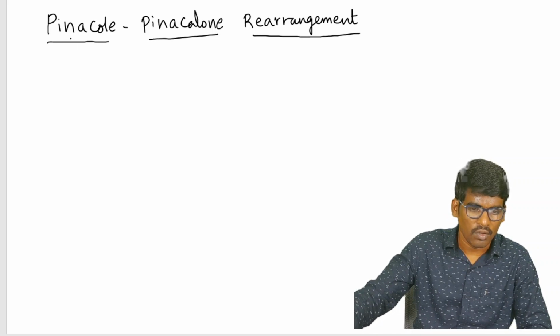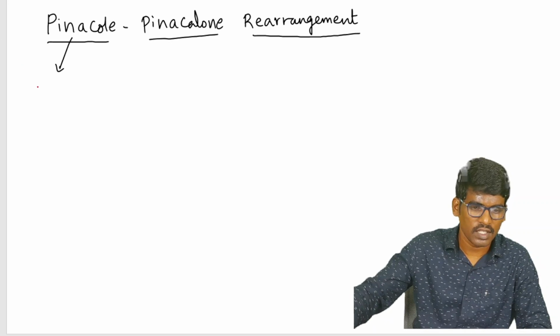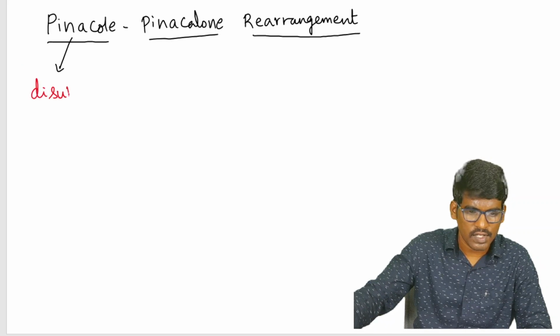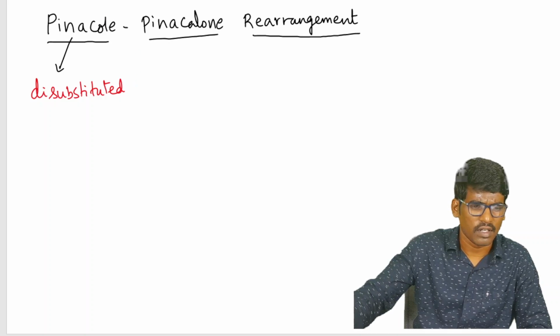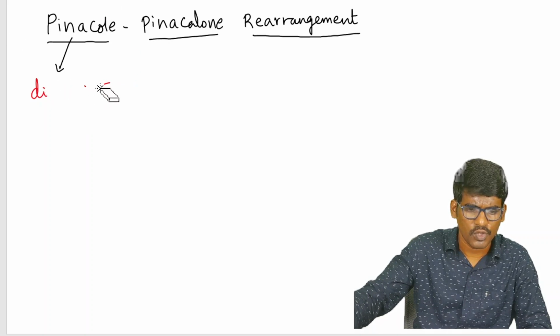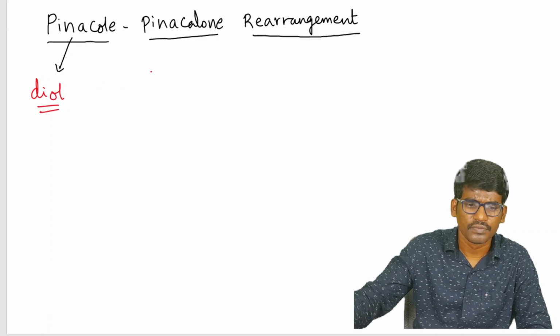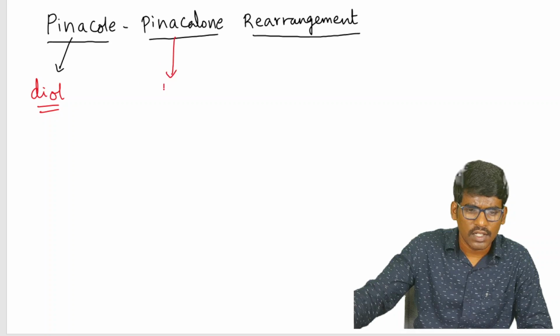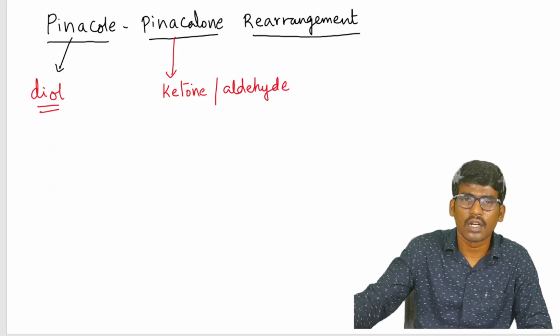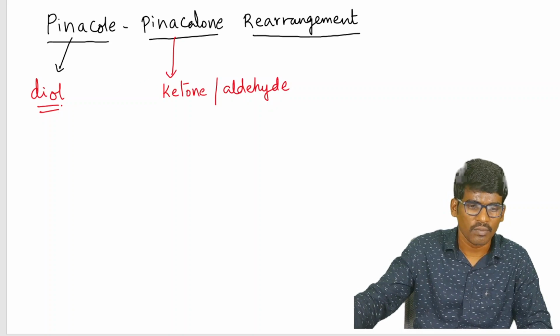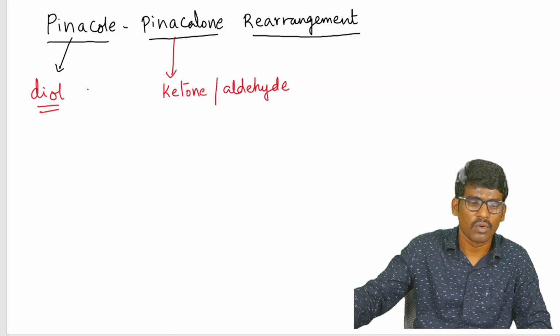So pinacol is nothing but a diol. Rather than simply giving it as di-substituted, we can write it as a diol. And pinacolone is a ketone or aldehyde. Substituted ketone or aldehyde can be taken as pinacolone, and the diol is taken as pinacol.